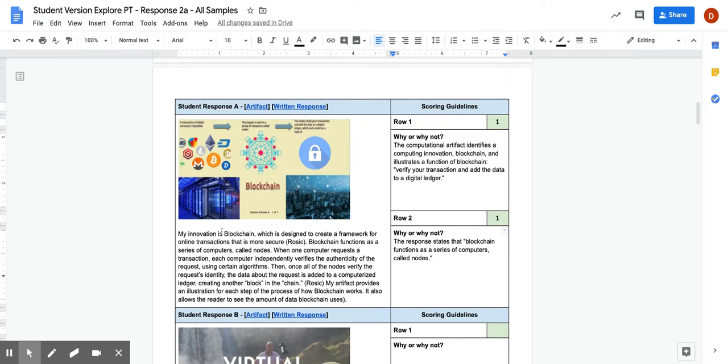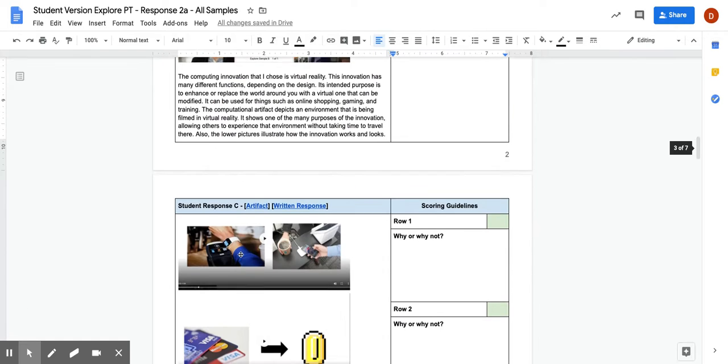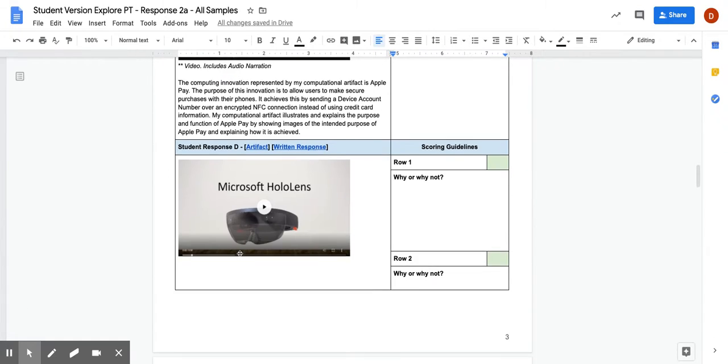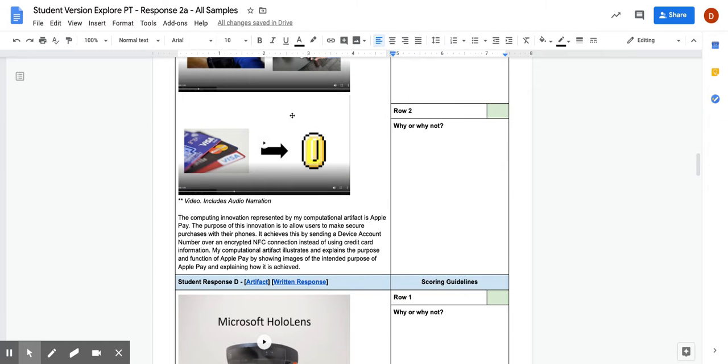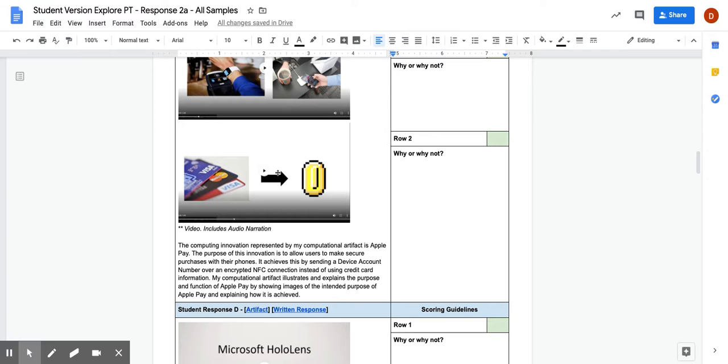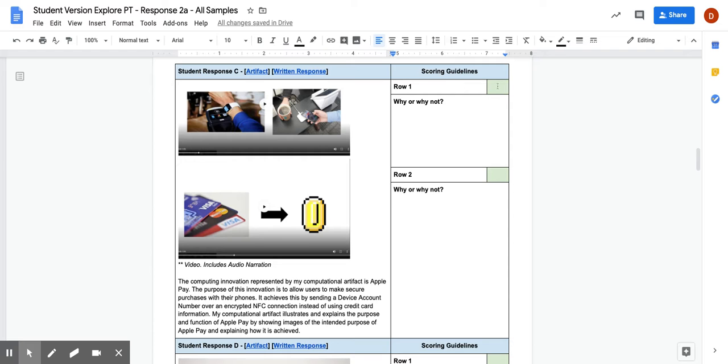The rest of this has a number of other examples: response B, response C, D, and so on. These are all different computing innovations and the corresponding computational artifact a student created, and then their written response for 2A. You are going to go through and grade each of these responses. You're going to decide if each gets a point, and then why or why not. You can simply write some text in there to explain why you would or would not give each of these a point. Remember, this assignment is due at 11:59 p.m.